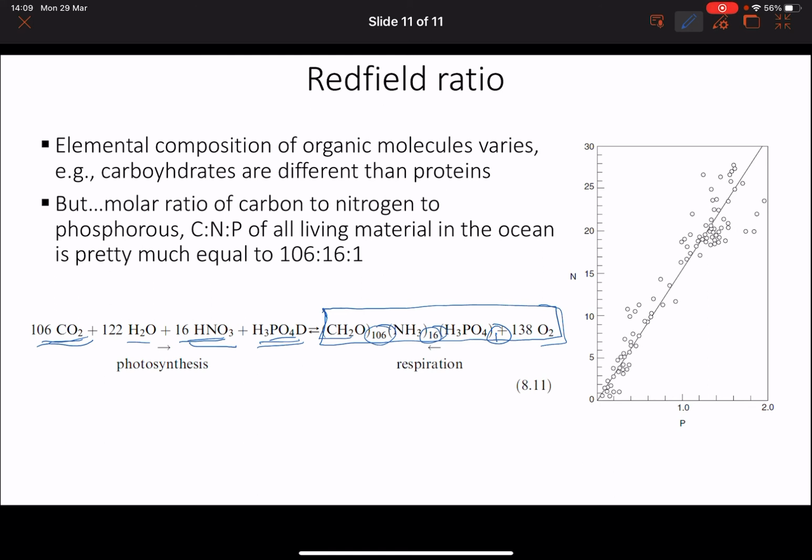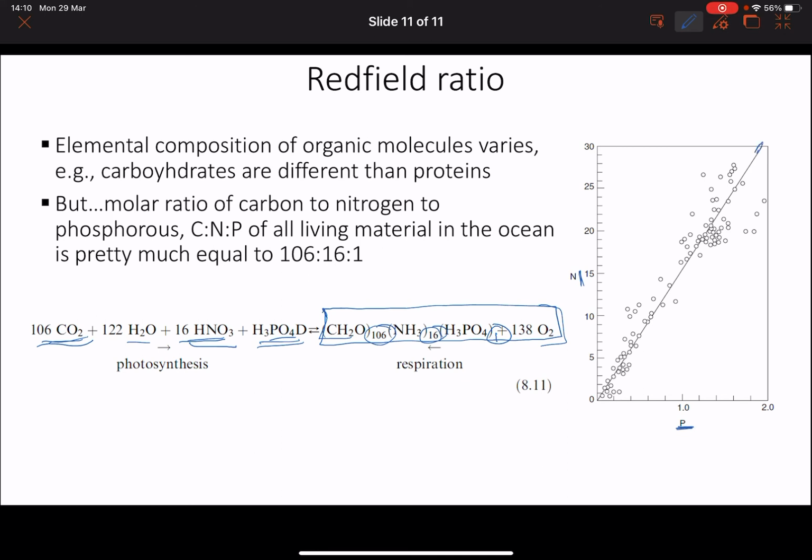And that's basically the average. Carbohydrates have a different composition than proteins, but if you smush everything together and average it, it's about 106 to 16 to 1. And so this is what you measure if you go out and measure phytoplankton, but it's also what you measure if you go out and measure nitrate and phosphate as dissolved inorganic species. And that's what you're looking at here. This is nitrogen concentrations as a function of phosphorus.